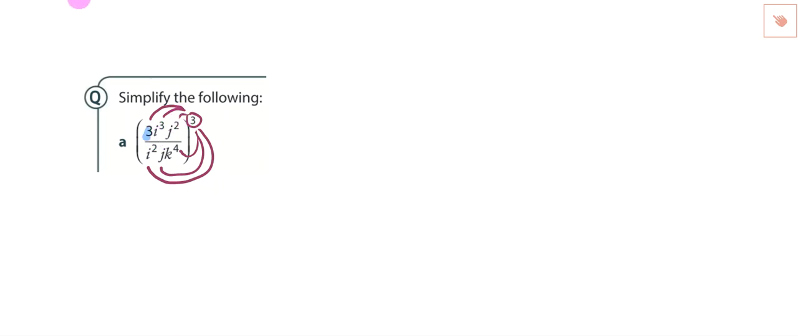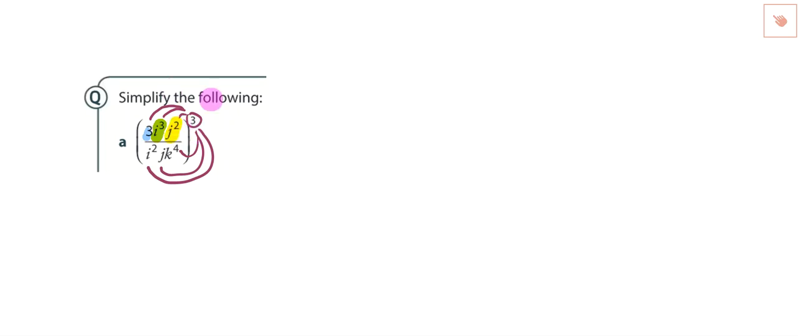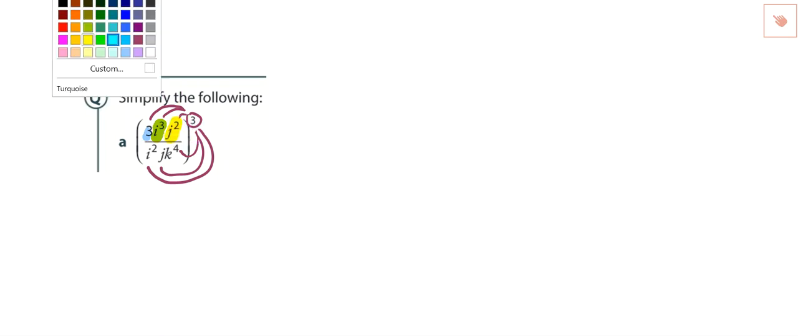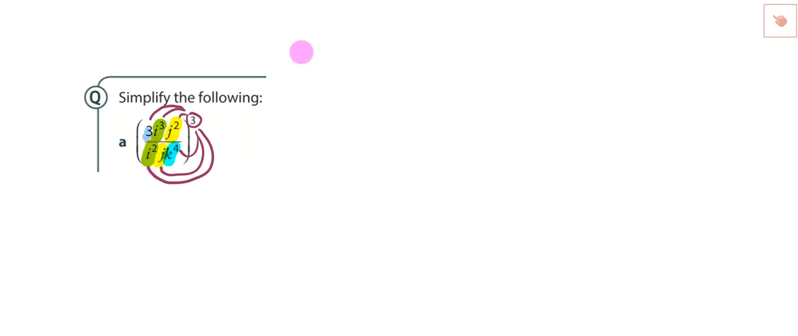So we've got the 3, lots of colours going, we've got the i cubed, we've got the j squared, we've got the k to the power of 4, and actually I can use that j because we've got another j, and then we've also got another i squared. So we've got lots of options here. We could apply all this and then simplify, or we could simplify first.